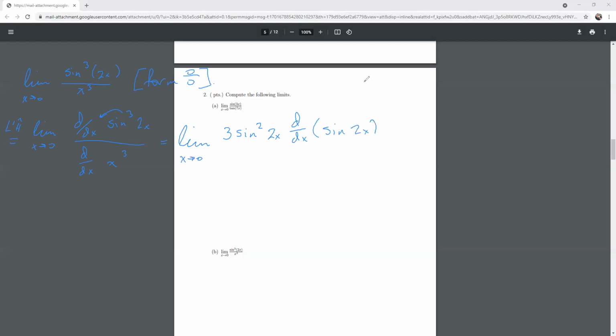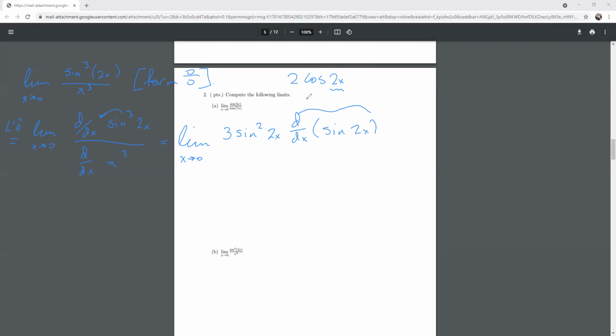Okay, so let's actually do that on the side. So that is going to be cosine, right? Yeah, cosine. We leave the inside alone still. We're applying chain rule again. And now we take the derivative of the inside. Derivative of 2x is just going to be 2. So there's going to be 2 right there.